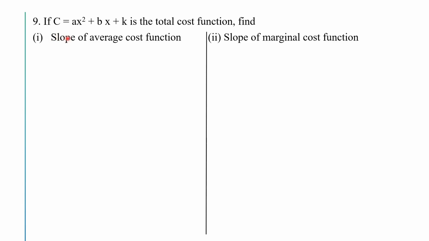Next question, if c is equal to ax square plus bx plus k is the total cost function, find the slope of average cost function and slope of marginal cost function. So usually the slope is given by dy by dx. Here we have c. So we have to find the average cost function and then find the derivative. Similarly, find the marginal cost function and then find the derivative to find the respective slopes. So first let us find what is average cost. Average cost is c by x. So it is equal to ax plus b plus k by x.